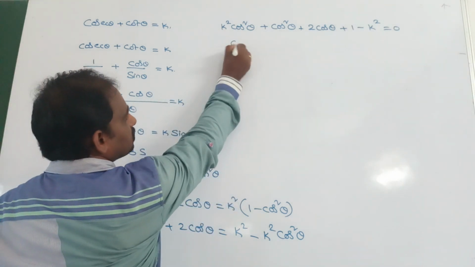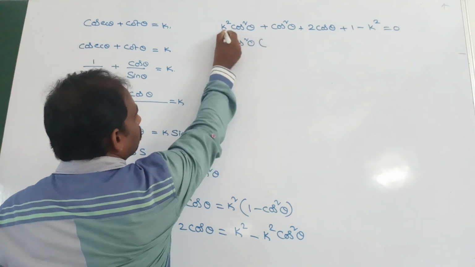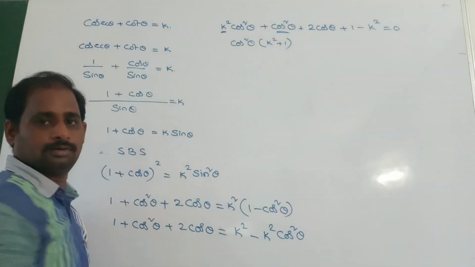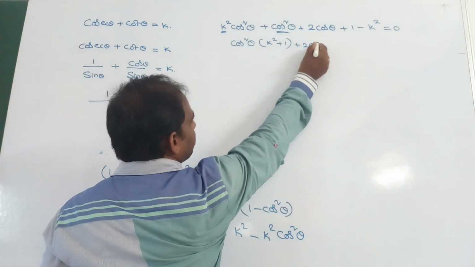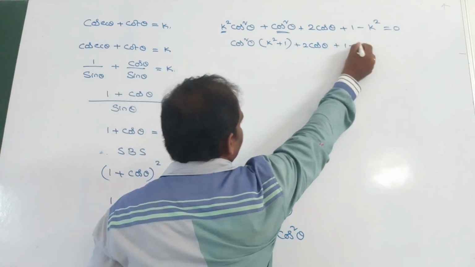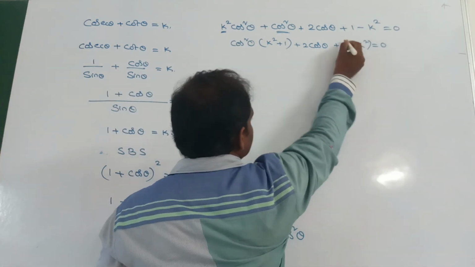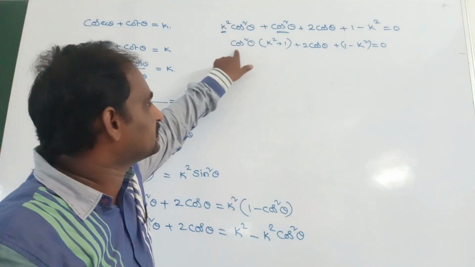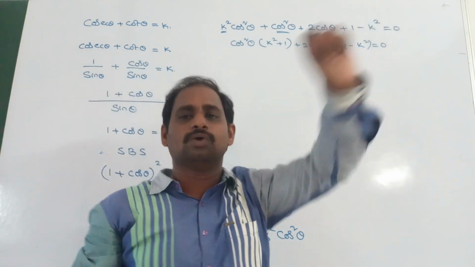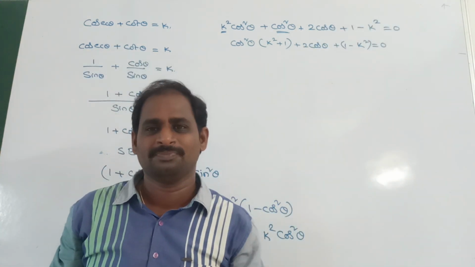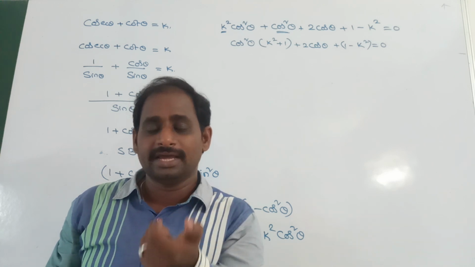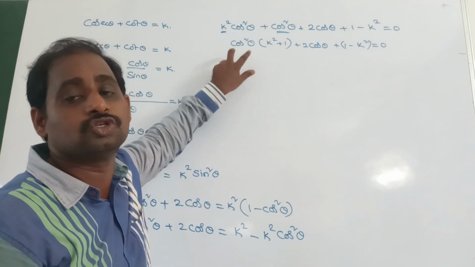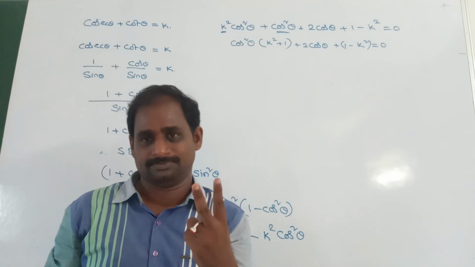Now take cos square theta as common: (k square plus 1) cos square theta plus 2 cos theta plus (1 minus k square) is equal to 0. Now if you observe, it is clearly in the form of ax square plus bx plus c equal to 0, a quadratic equation. Here the variable is simply cos theta, a quadratic equation in terms of cos theta, so cos theta will get 2 roots.